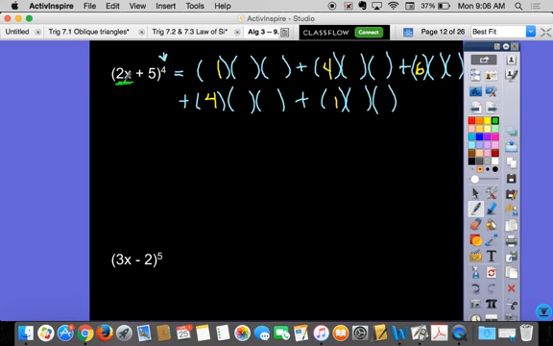I now have a 2x as my first term. Well, it needs to start with power of 4, 2x with a power of 3, 2x with a power of 2, 2x with a power of 1, and 2x with a power of 0. Alright, coming back, we have 5 to the 0, 5 to the 1, 5 to the 2, 5 to the 3, 5 to the 4. So at all times, remember your exponents should add up to what was given.